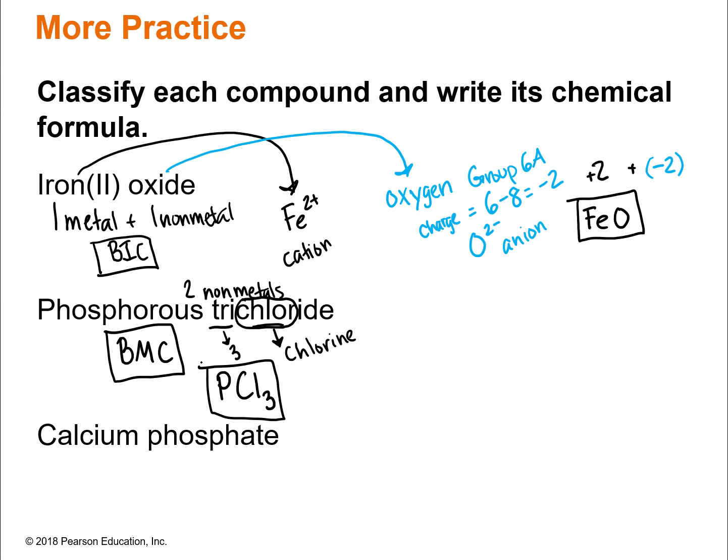Now we've got this last one, calcium phosphate. Calcium is a metal. Phosphate is a polyatomic anion. So it's got to be a ternary ionic compound. We've gone over the calcium ion quite a few times, so I'm just going to skip to the end for that one. So that's our cation.